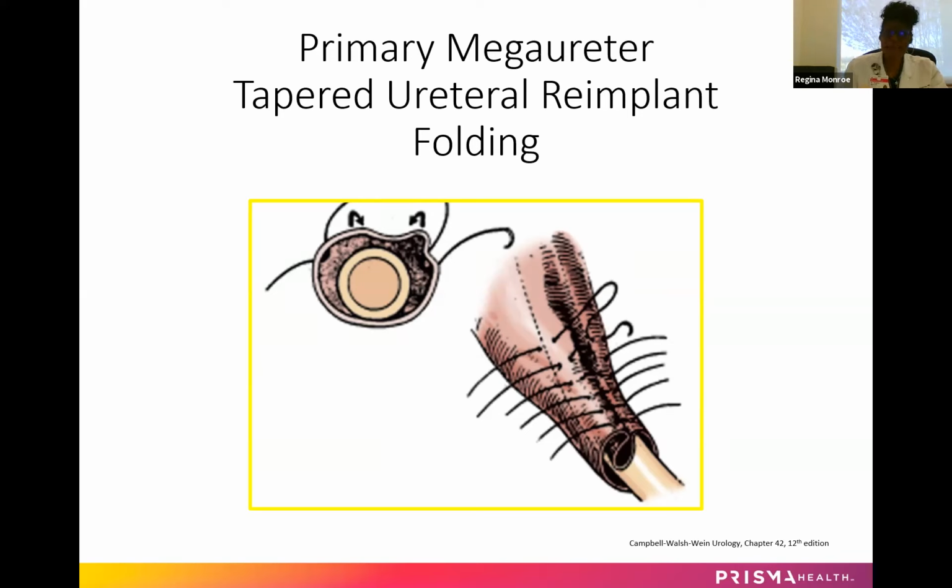But when they get much bigger than that, the ureters can be extremely bulky, and then trying to reimplant that into the bladder can be somewhat difficult. So that, again, is an option, but when the ureters are really bulky, I think excisional tapering tends to work best.